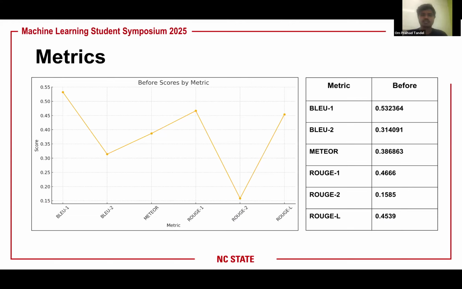These are the metrics that we have used. We have used BLEU, METEOR, ROUGE-1, and ROUGE-L. So it's pretty decent compared to what we were getting on our baseline model. And we are using the Flickr 8K dataset.